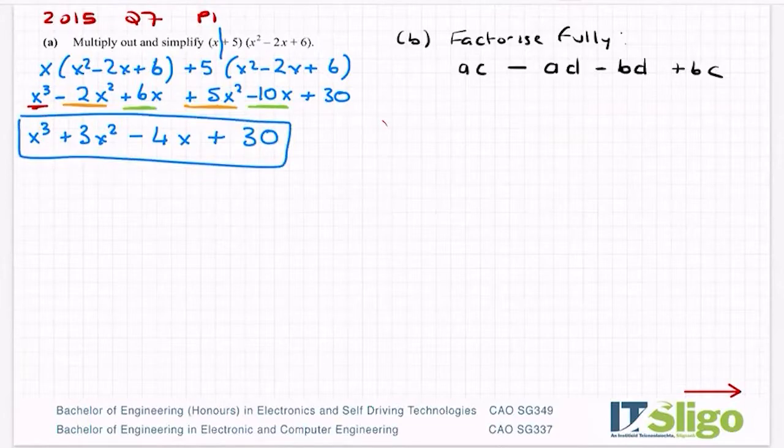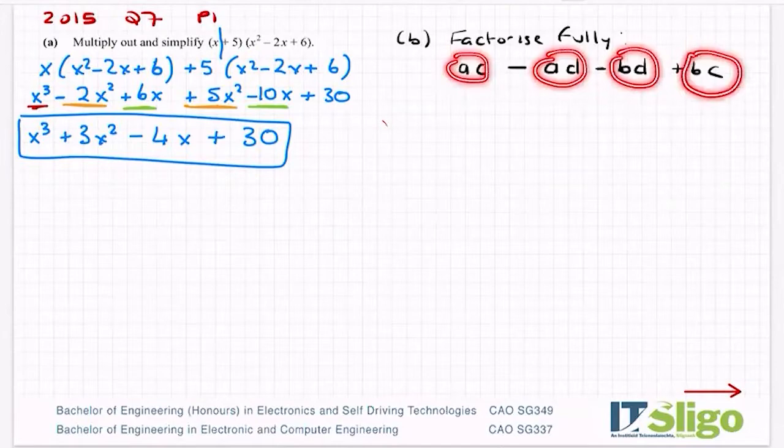Okay, part B then was a factorizing part. 4 types of factorizing: grouping, quadratics, difference of 2 squares, taking out the highest common term. You know this is a grouping because it's got 4 terms. Okay, when I look across, I don't see any term, any letter that's common or the same in all 4 terms. So what I have to do is group the terms into pairs.